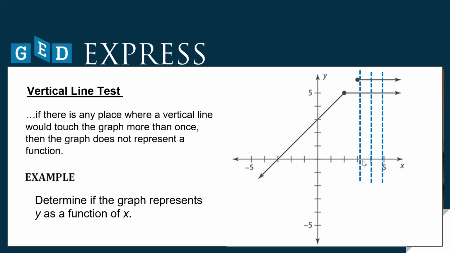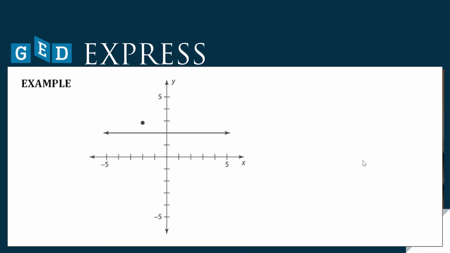Remember that when using the vertical line test, you only need to find one place where the line touches 2 points on the graph. Let's look at this graph on the screen.